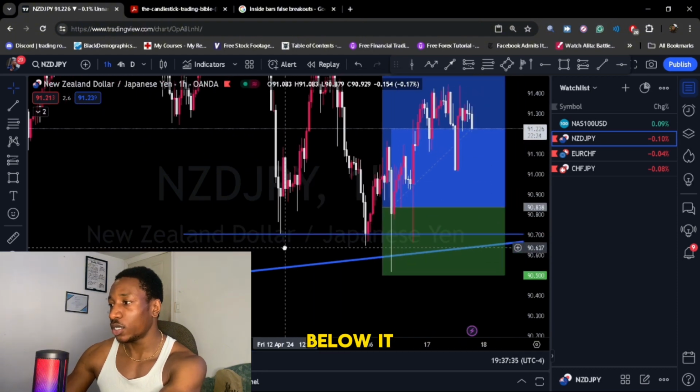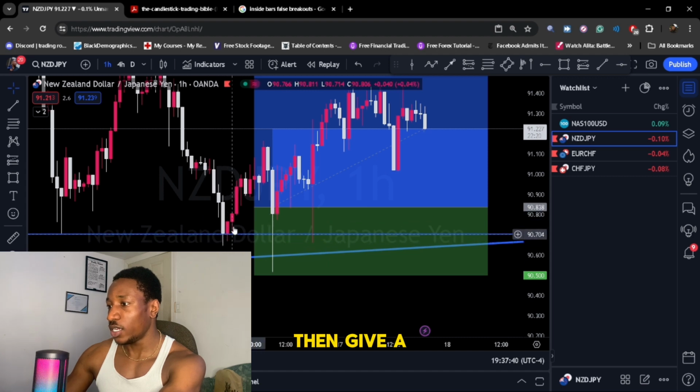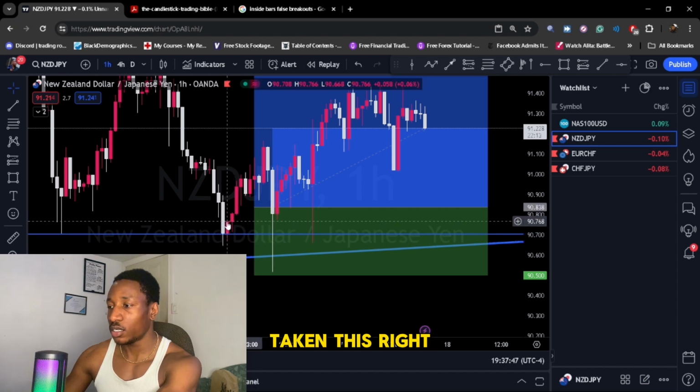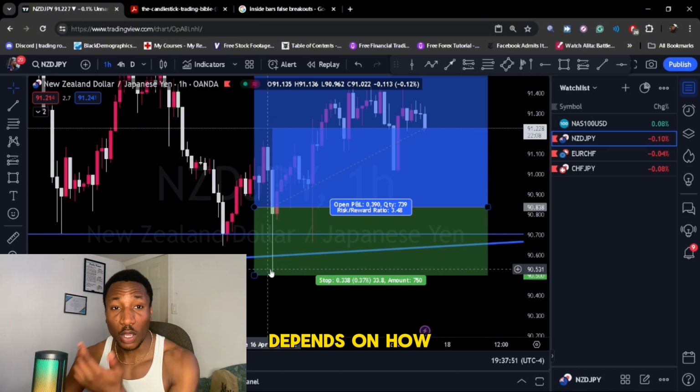go below it. So in this case here, price actually came below it the first time, then gave a candlestick pattern right here, which is the evening star. You could have taken this, right, if you wanted to, but as you can see, you might get stopped out, depends on how your stop loss is.